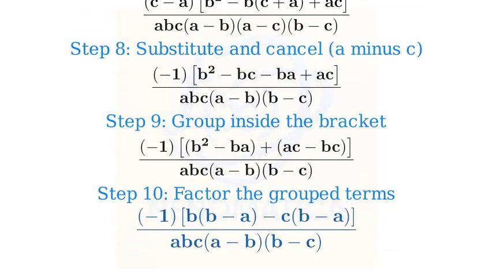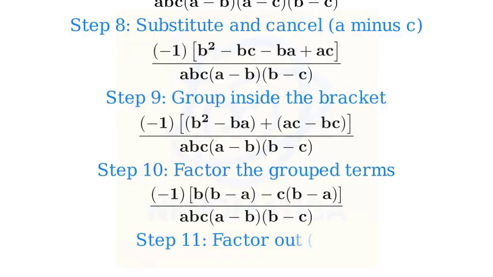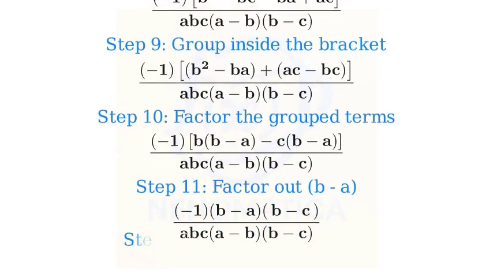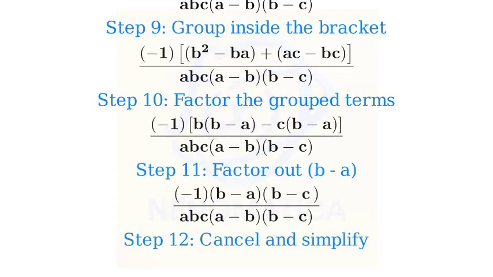Summary. We aligned signs, combined over a common denominator, grouped the numerator, factored strategically to reveal matching factors, and canceled to reach the elegant result, 1 over abc.